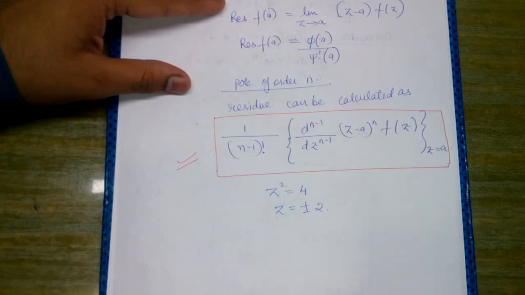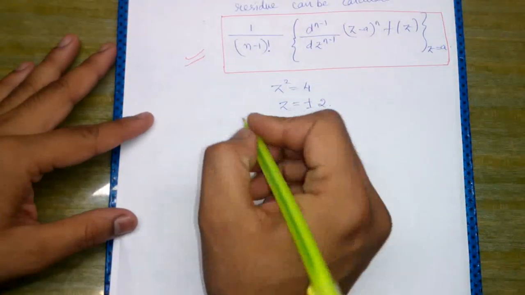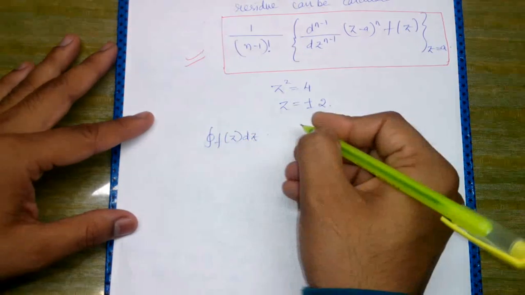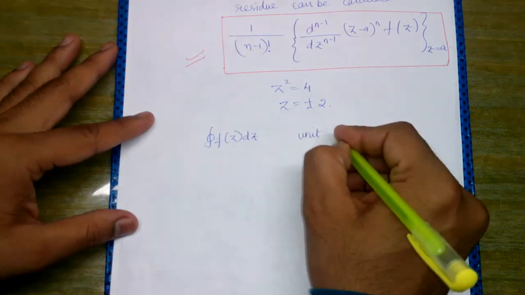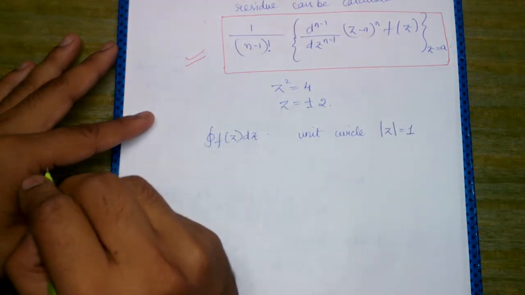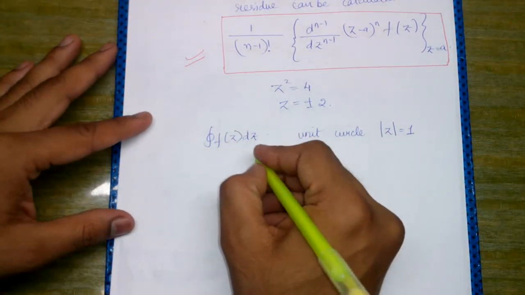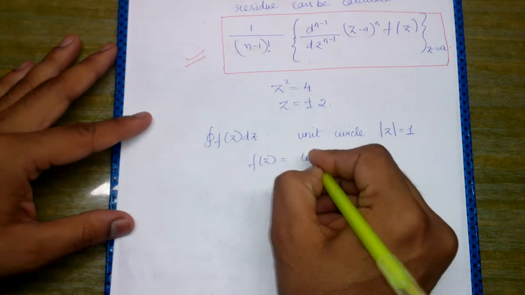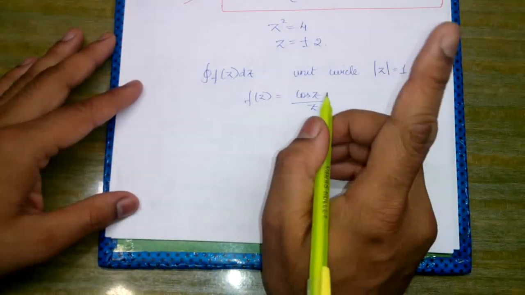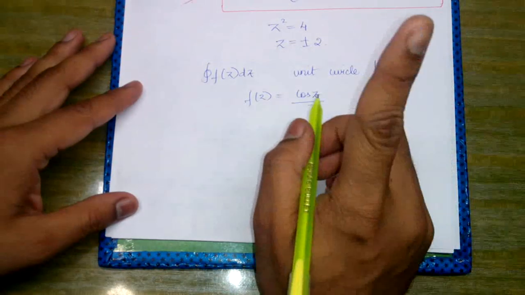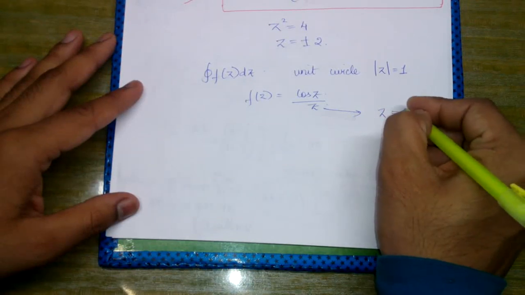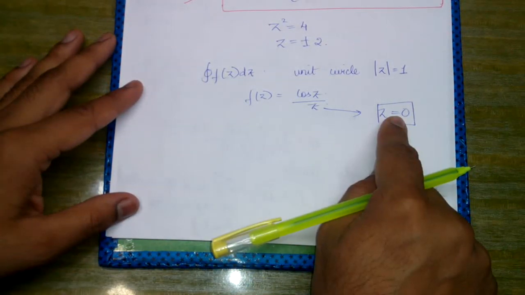Now let us solve a very important question, where we have to find the integral of f of z dz evaluated around the unit circle. Unit circle simply means mod of z equal to 1. It has a radius of 1 unit, such that f of z has been given as cos z upon z. Now we will first find the pole, and we will also find out whether it is a simple pole or a pole of order n. If we equate the denominator z to 0, we find that the pole is only 0.